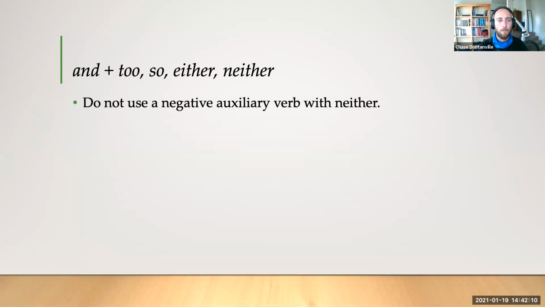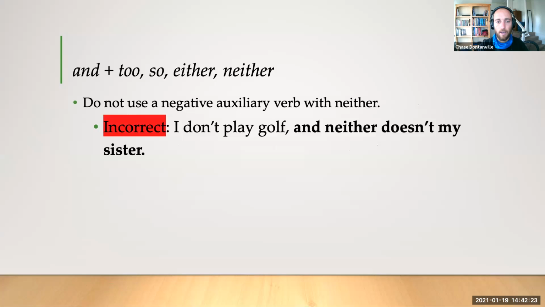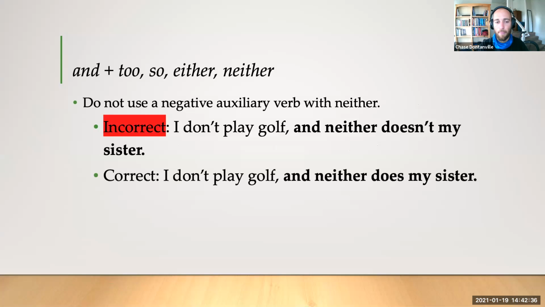Now be careful. Do not use a negative auxiliary verb with neither because neither is negative. And we don't use double negatives in standard English. So it's incorrect to say, I don't play golf and neither doesn't my sister. Here we have two negatives, neither and does not. We can't have two negatives. So it's better to say, I don't play golf and neither does my sister.